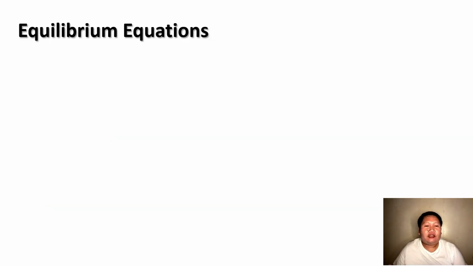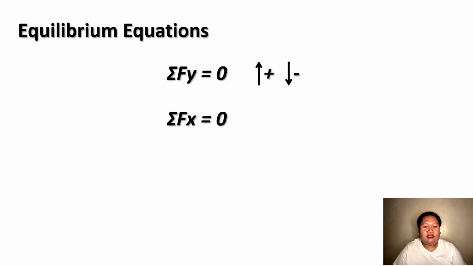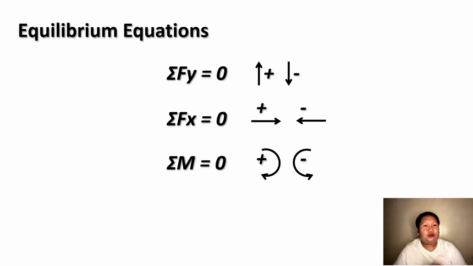Therefore, the equilibrium equations involve only 3 equations. For the summation of forces vertical y, you will be using the sign convention of positive upward and negative downward. For the summation of forces horizontal, or along x, the sign convention is positive to the right and negative to the left. And for the summation of moment equal to 0, the last equation, the sign convention is clockwise positive and counterclockwise negative.